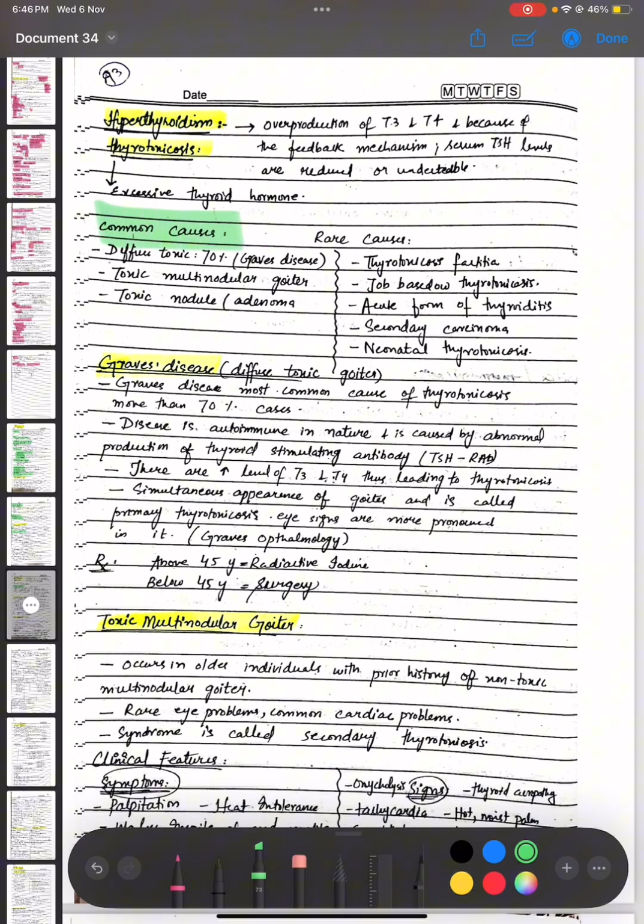These are diffuse toxic, that is 70% Graves' disease, toxic multinodular goiter, and toxic nodules, that is adenoma. The rare causes of hyperthyroidism are thyrotoxicosis, fasciitis, jod-basedow thyrotoxicosis, acute form of thyroiditis, secondary carcinoma, and neonatal thyrotoxicosis.